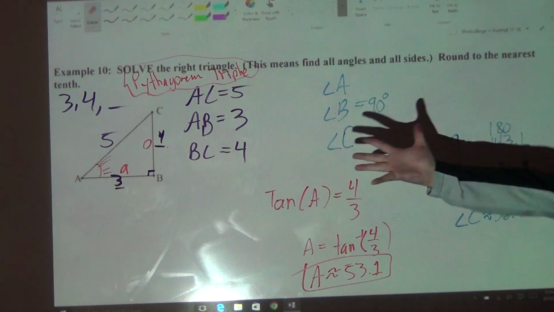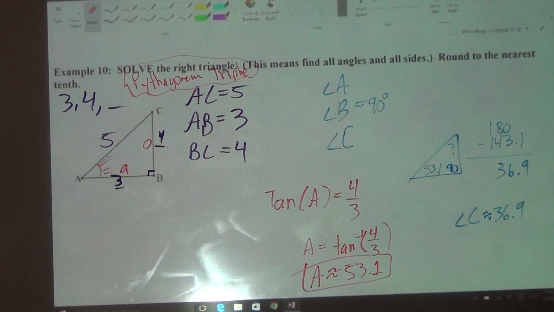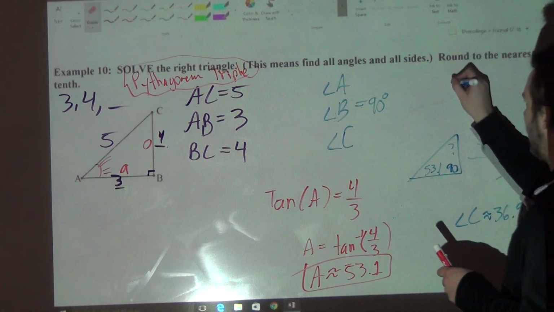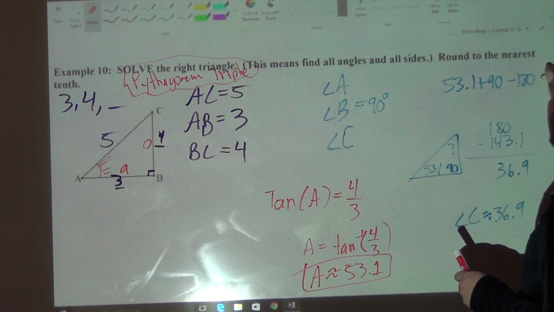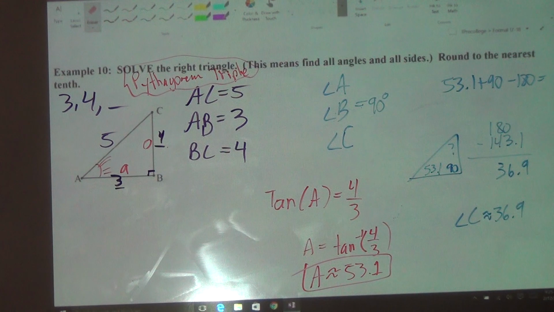Pro tip: just add 53.1 plus 90, subtract 180. Your calculator will give you a negative answer. Ignore the negative and write down the answer. Pro tip.